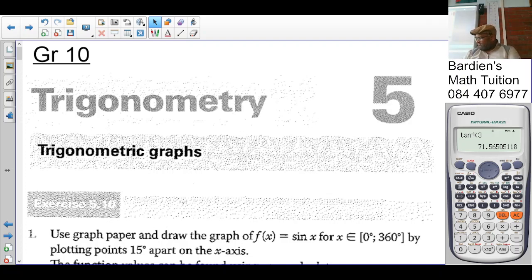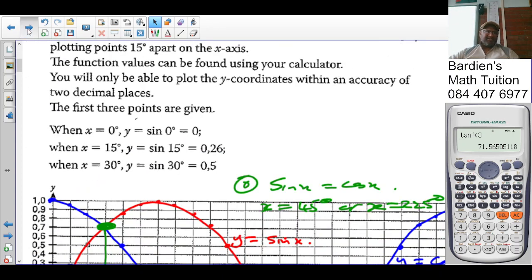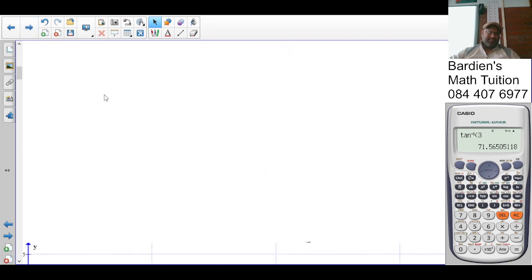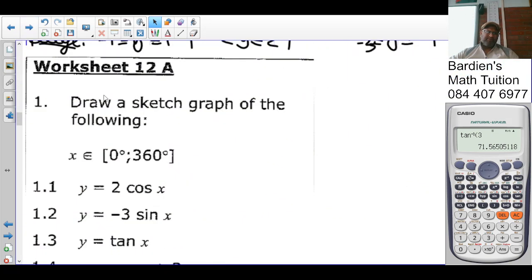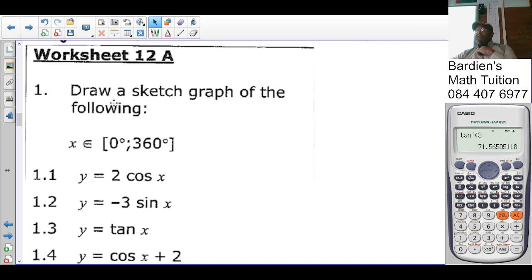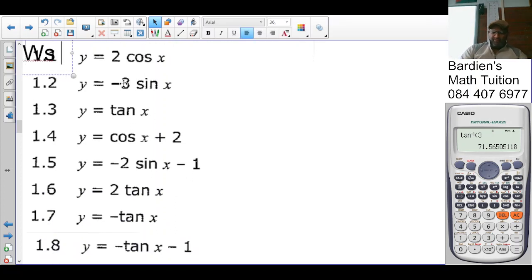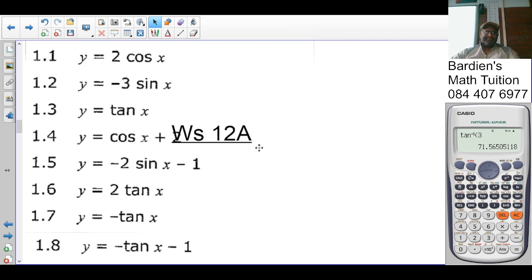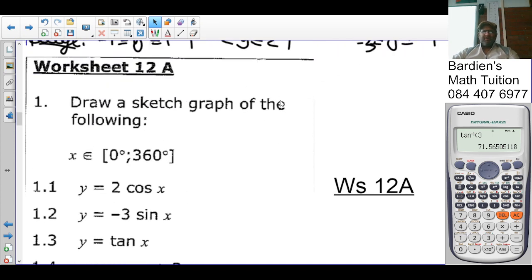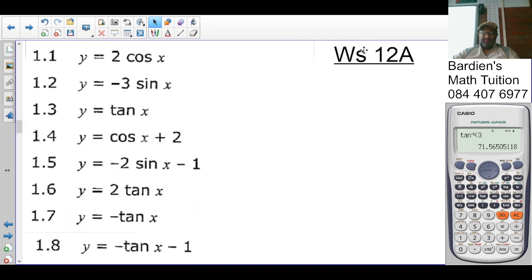Okay, good morning class. At this point we're still looking at trigonometry, trig graphs. You guys had some homework, correct? The homework was exercise worksheet 12A, correct? Worksheet 12A. So the question says, draw the graphs of the following for x an element of 0 to 360.